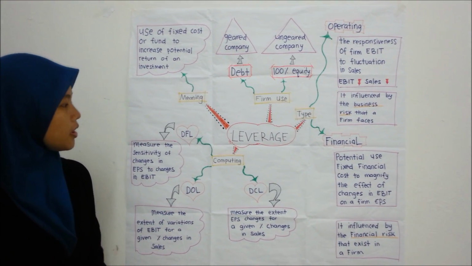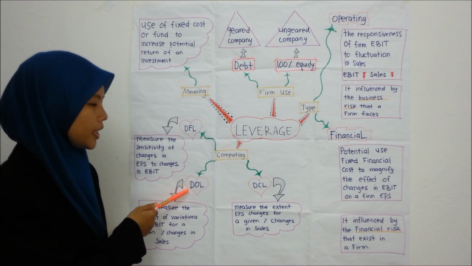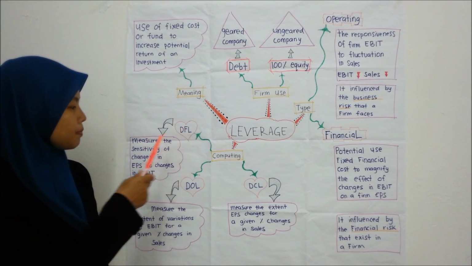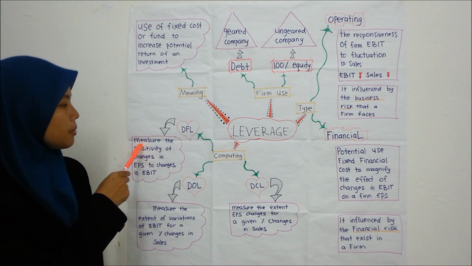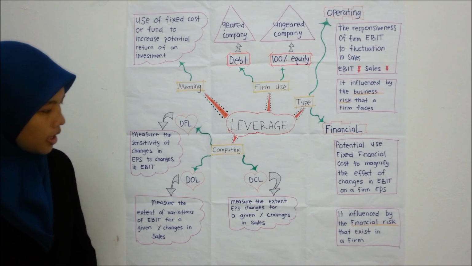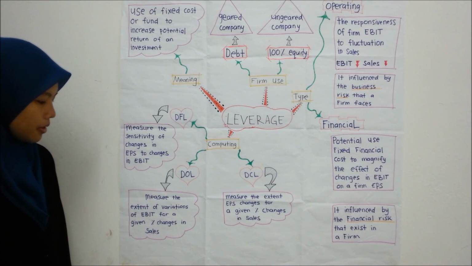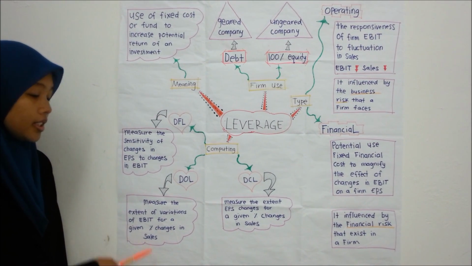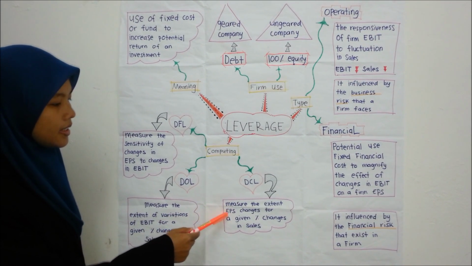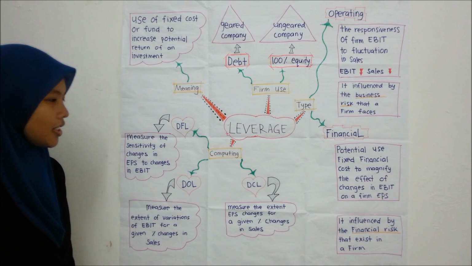Leverage will compute the degree of financial leverage, degree of operating leverage, and degree of combined leverage. For the DFL, it measures the sensitivity of changes in EPS to changes in EBIT. And for the DOL, it measures the extent of variation of EBIT for a given percentage change in sales. And for the DCL, it measures the extent EPS changes for a given percentage change in sales.